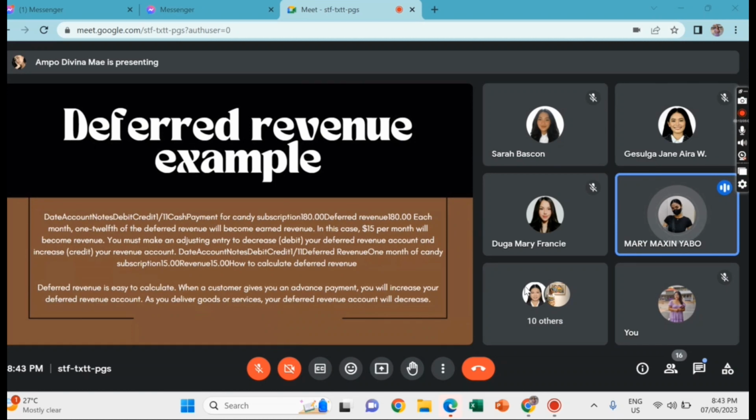And how to calculate deferred revenue? Deferred revenue is easy to calculate. When a customer gives you an advance payment, you increase your deferred revenue account, and as you deliver goods or services, your deferred revenue account will decrease.